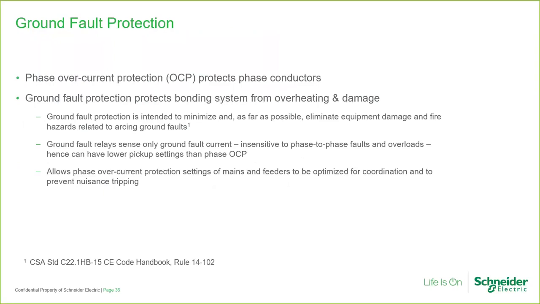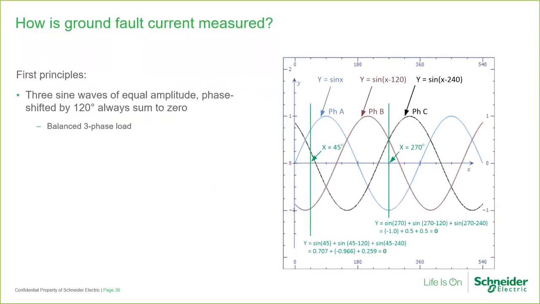They're insensitive to phase-to-phase faults and overloads. Hence, they can have lower pickup settings than phase over current devices. This allows phase over current protection settings of the mains and feeders to be optimized for coordination and to prevent nuisance tripping. So how is ground fault current measured?